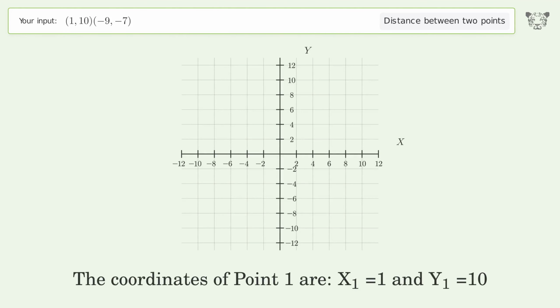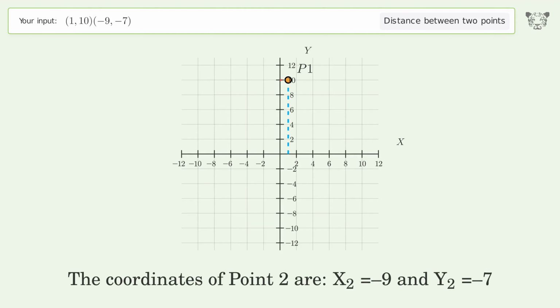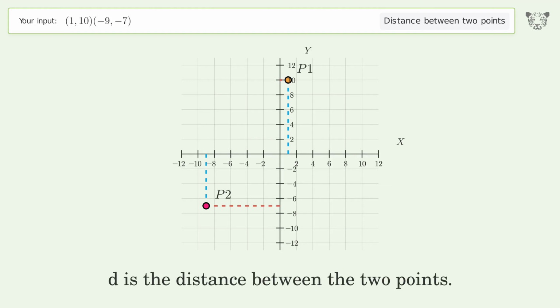The coordinates of point 1 are, x1 equals 1 and y1 equals 10. The coordinates of point 2 are, x2 equals -9 and y2 equals -7. D is the distance between the 2 points.